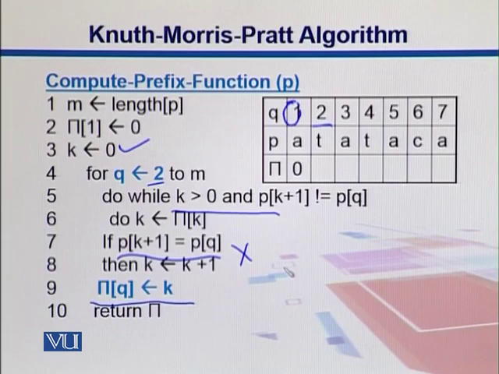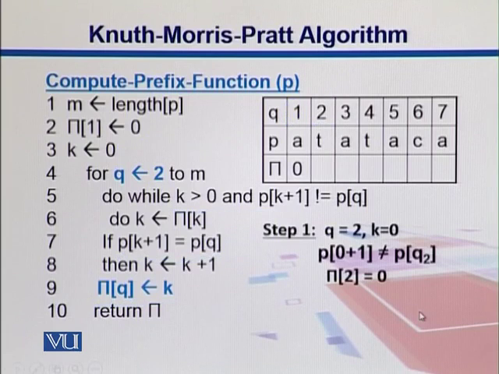So right now pi of q, pi of 2, is equal to 0. After this first step we have q equal to 2, k equal to 0, and P of 0 plus 1, which is P at position 1, that was A, not equal to P of q at 2, which is T. So in that case we substitute a 0 over there.